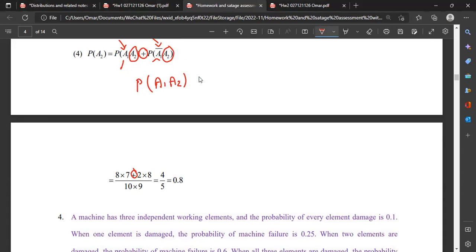And then plus P of the first time it is not qualified, and the second time it is qualified. So then P of A1, A2: first time qualified, second time also qualified. So 10 out of 8 is qualified, so it is the first time qualified. And then 10 out of 7, it is qualified. Then 9 out of 7, that is qualified. See, both of them, they are qualified.